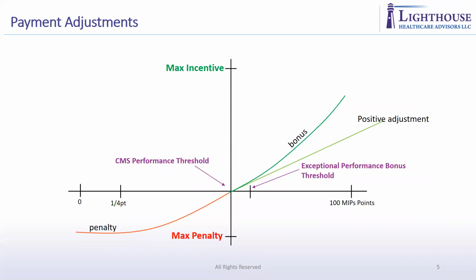Clinicians with a MIPS point score that is less than 25% of the performance threshold will automatically receive the maximum penalty. CMS has the discretion to set the performance and the exceptional performance bonus threshold scores to arbitrary values. For 2017, CMS set the performance threshold to a very, very low value of 3, so that avoiding the penalty is relatively easy. The flip side of that is they set the threshold for exceptional performance quite high to 70.